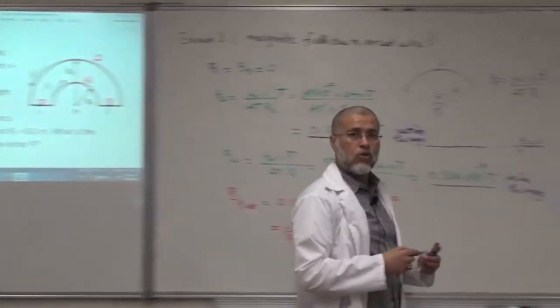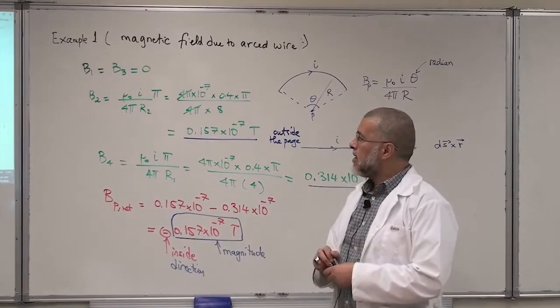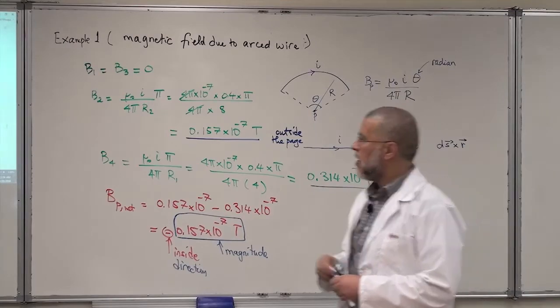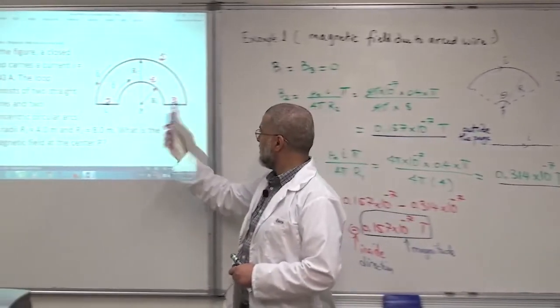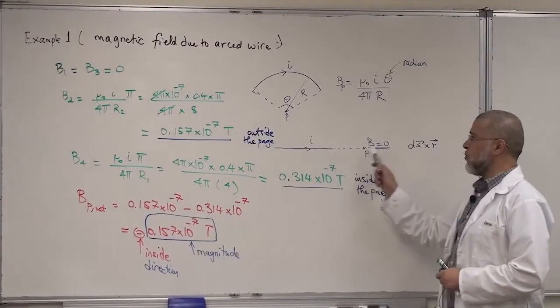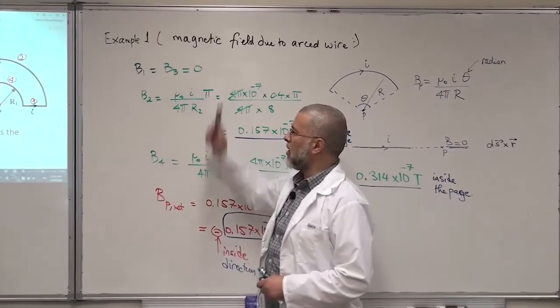That's how you would solve a problem which is related to an arced wire. This is a little bit complicated because it has four segments. Two of them are straight wires, and fortunately the point P is here, and we use this idea: when the point is at the extension of the wire, the magnetic field will be 0. And this is what we found here. B1 and B3 are 0.